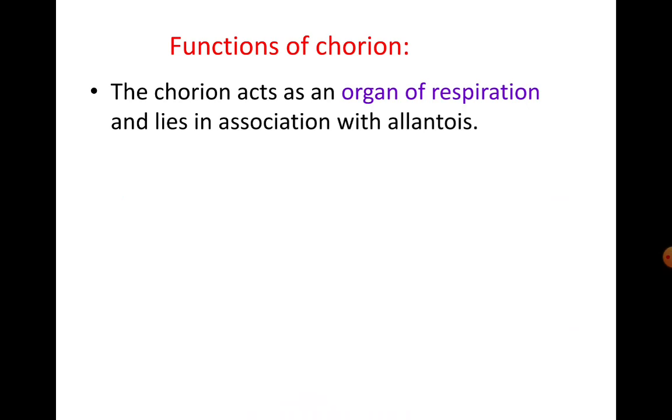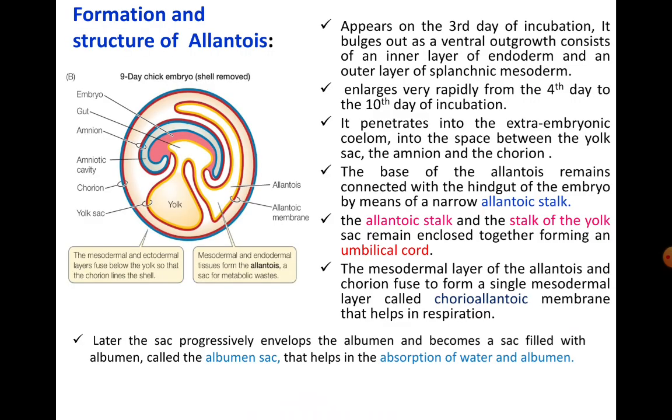Amnion acts as a protective organ. It prevents the embryo from desiccation. It prevents the embryo from mechanical shocks. Chorion, the main fetal membrane that acts as an organ of respiration. And then allantois we will learn now.